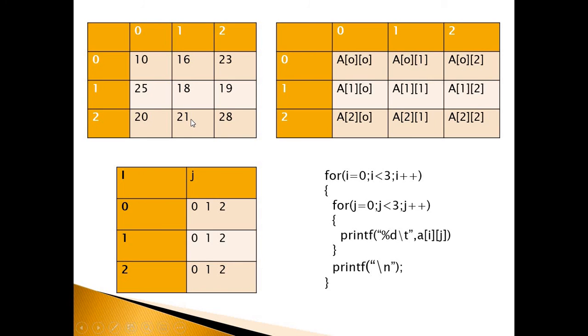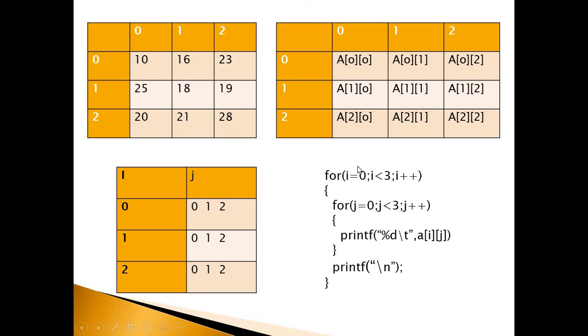j is incremented. It moves to the next column, that is a of 2 1. The 2 1 value, that is 21, will be printed. Next it goes to the next column, column number 2. i is 2, j is also 2, so it prints the value 28. Next, j is incremented. This condition becomes false. It comes out of the loop. It executes the printf statement. Cursor moves to the next line.